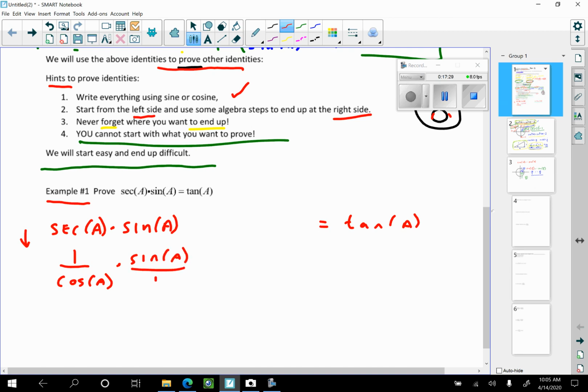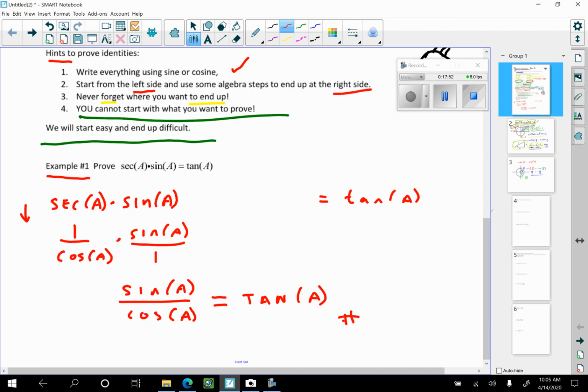Oh, over 1, of course, because there is no denominator here, so the sine of A is 1. Hey, what's 1 over cosine times sine over 1? That's going to be the sine of A over the cosine of A. Hey, which does indeed equal the tangent of A. And we have proved what we wanted to.